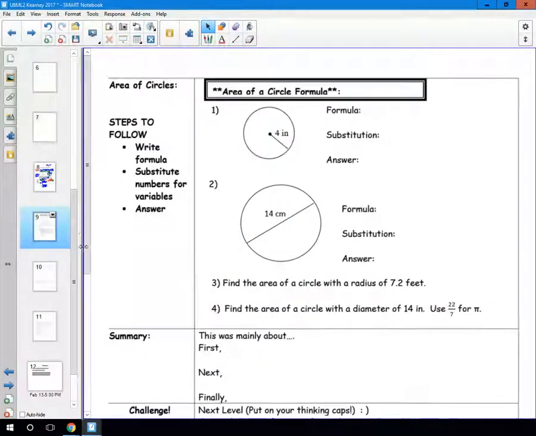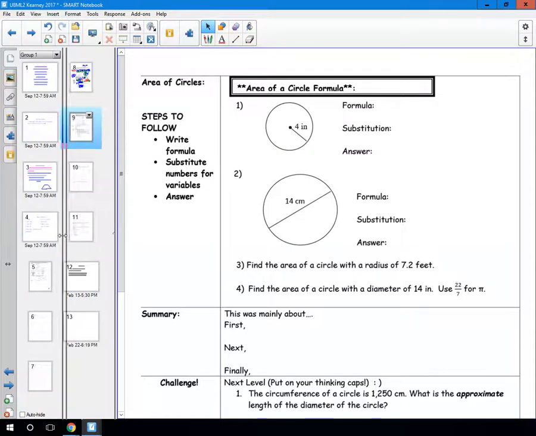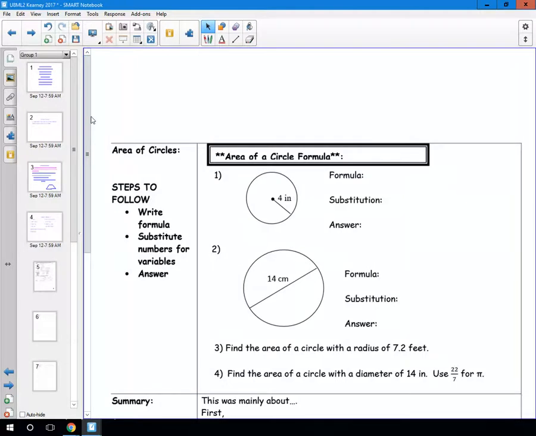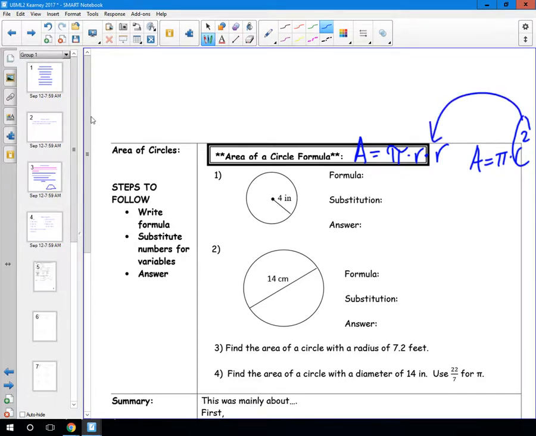Let's skip ahead to the right side of your paper where it goes over the area. So now we just talked about circumference. Circumference was the distance around the outside of a circle. The area is the inside. Now to find the area of a circle, the formula is A for area equals pi times radius times radius. Or some people like to say, as you heard in the video, area equals pi times radius squared. Radius squared is the same thing as radius times radius.